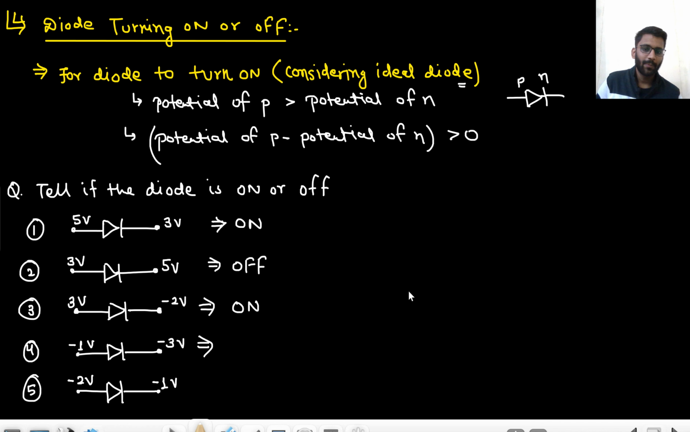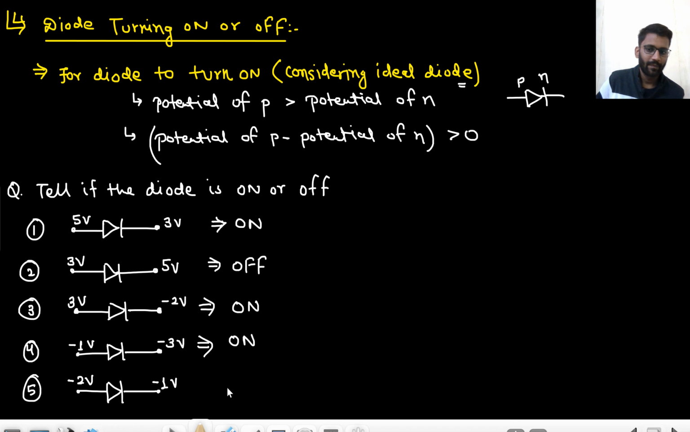Potential of P is minus 1. Potential of N is minus 3. What you are getting? 2, which is greater than 0. That means minus 1 is greater than minus 3. That means potential at P is still greater, so it will be on only. Right? Not off.